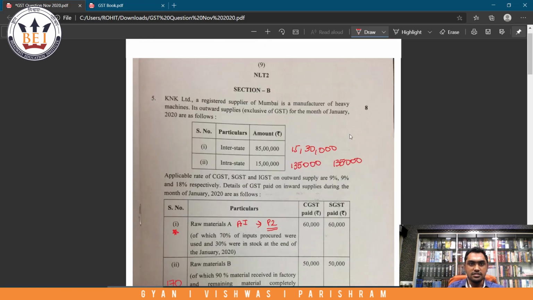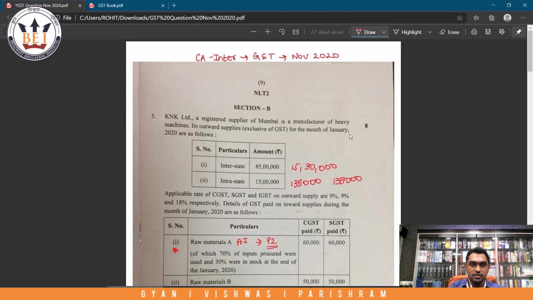So let us discuss the first question, question 5 for section B. It says K&K Limited, a registered supplier of Mumbai, is a manufacturer of heavy machines. Outward supplies, exclusive of GST: interstate supply 85 lakhs, intrastate supply 15 lakhs. The tax rate applicable is 18% for interstate, and 9% and 9% for intrastate. So, total outward tax payable.